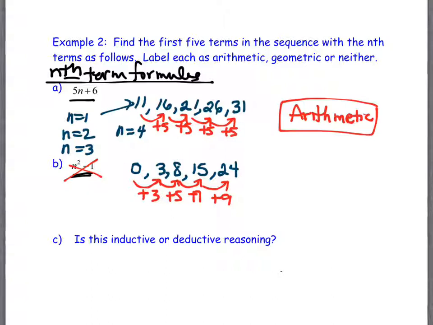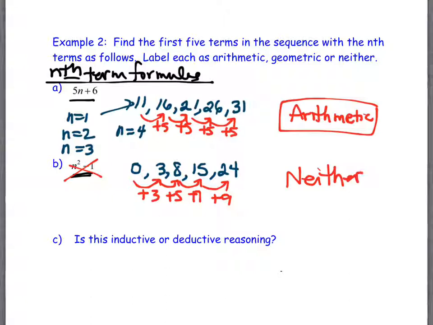Okay. Let's double check real quick. Is it geometric? No. The fact that there's a 0 in the sequence means it can't be geometric. Flat out. Why? 0 times anything is 0. I can't multiply that very first term 0 by anything to get 3. It's just flat out not possible. So we said it's not arithmetic, it's not geometric, so it's neither.